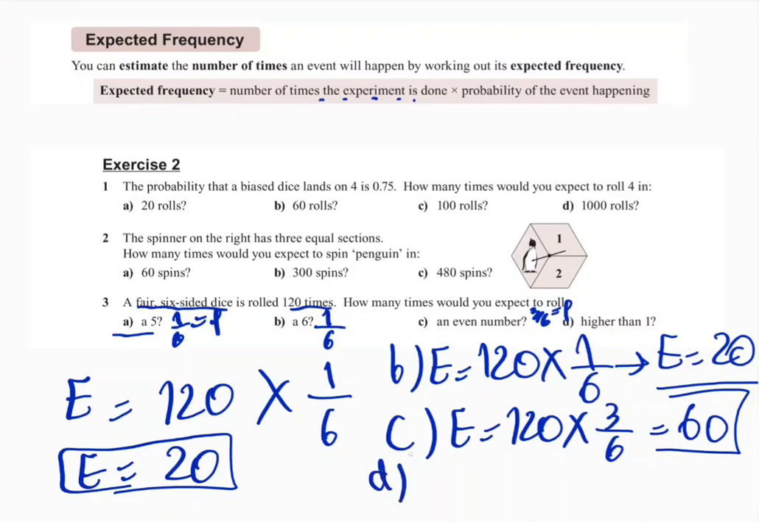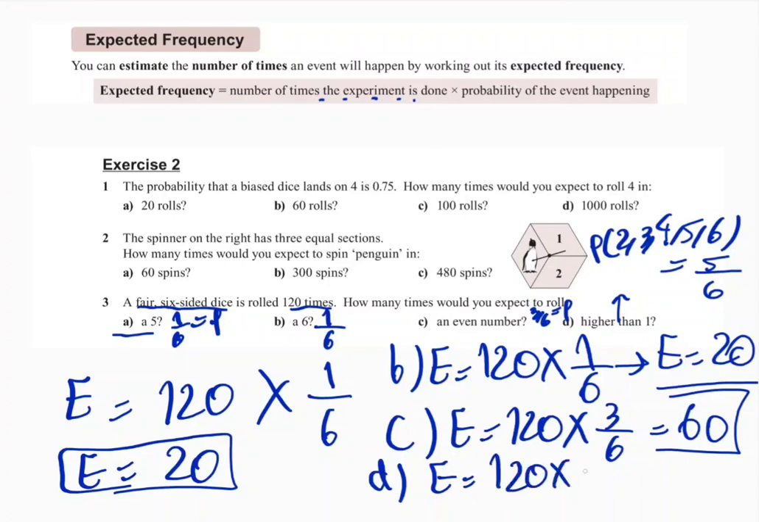And finally part D, which says getting higher than 1. So we have 5 possible outcomes, right? Because that just means the probability of getting 2 or 3 or 4 or 5 or 6, which is going to be 5 over 6. And again, we are now going to plug that into the formula, which is going to be 120 times 5 over 6, and that gives me the expected frequency, which is 100.